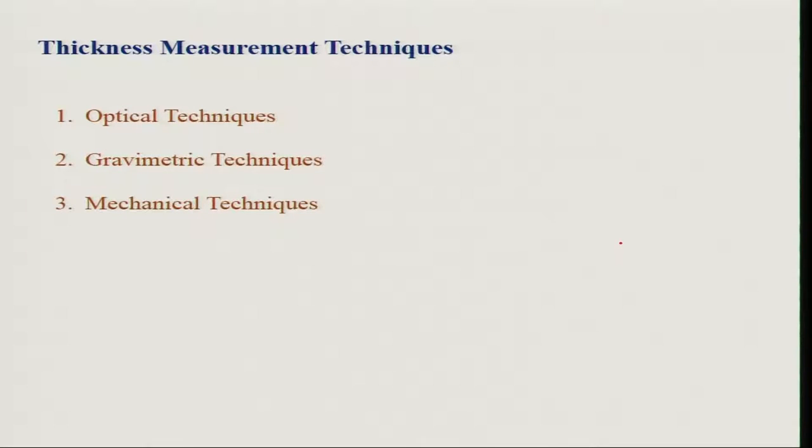Now for thickness measurements, there are various ways to measure the thickness. There are optical techniques, gravimetric techniques, and mechanical techniques. In optical techniques, we can have interferometry, or the second one called ellipsometry. We will discuss these two techniques and the techniques within these two methods of optical techniques. We will also discuss gravimetric and mechanical techniques, how to measure the thickness of the thin films, and which technique to use for what kind of material and in what situations.